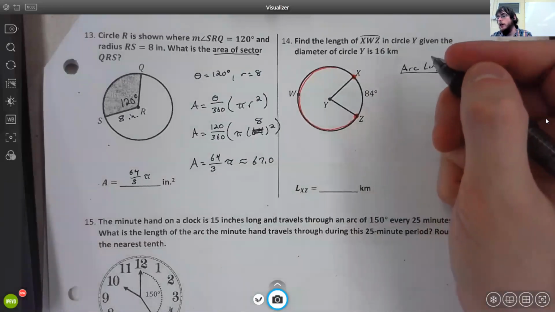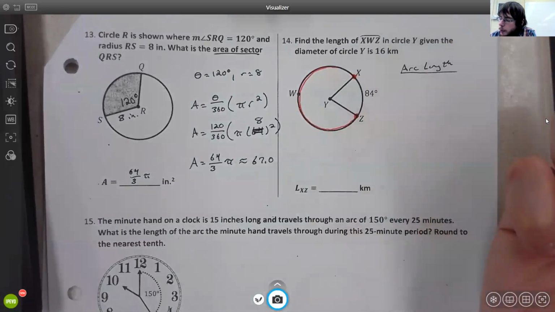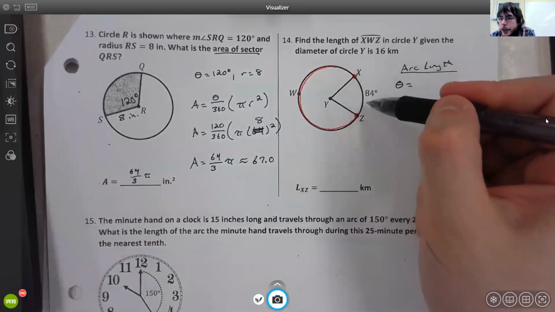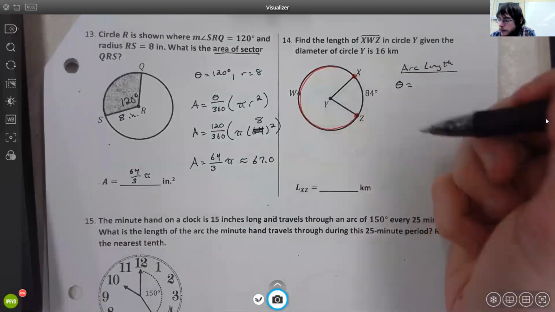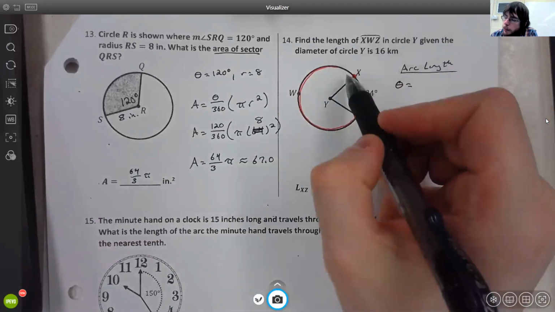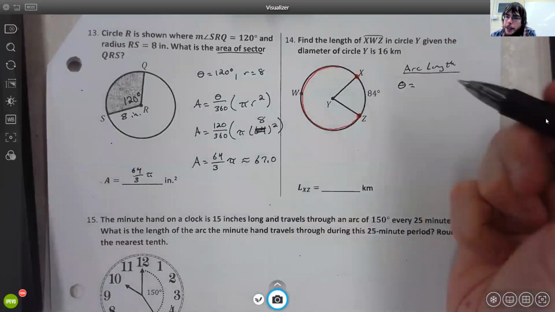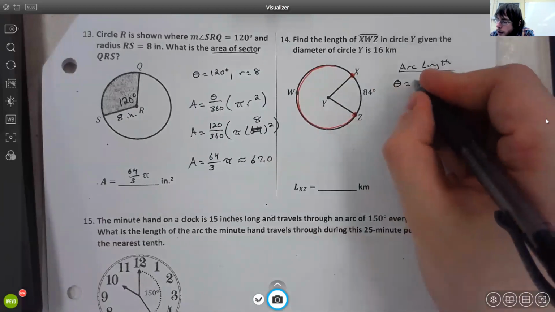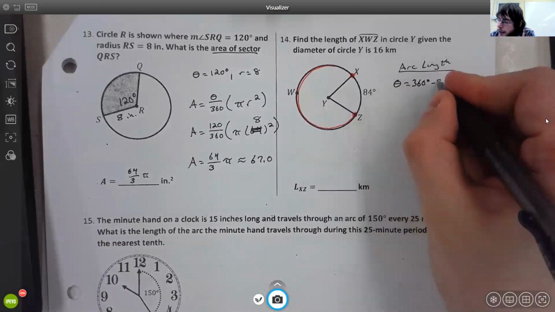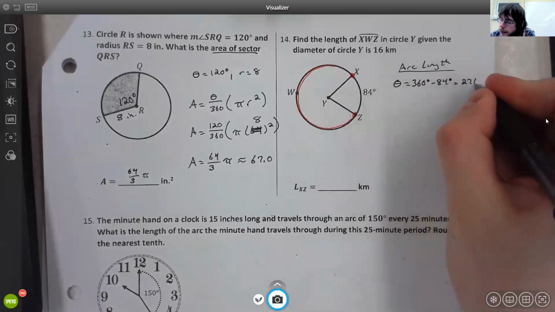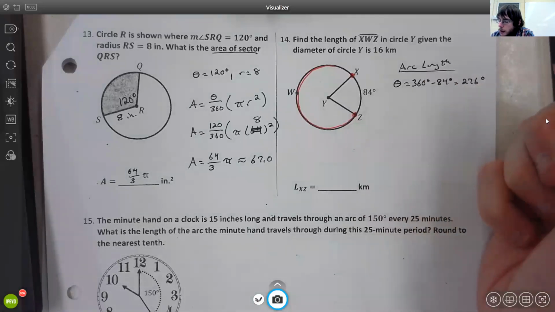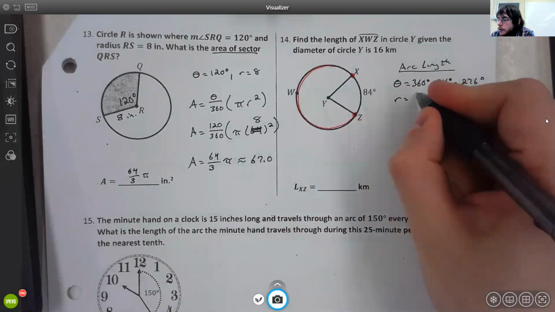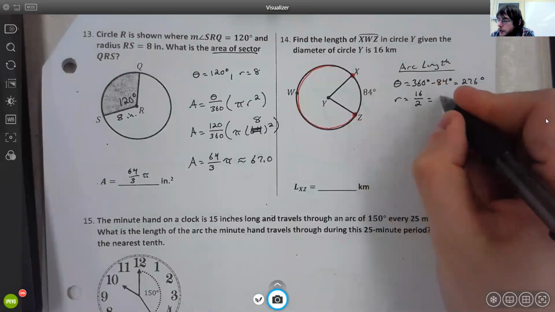And since we're looking for arc length, we need to know theta and we need to know our radius. Well, in order to determine theta, we see that this arc here is 84 degrees, which is our minor arc. But we want to determine what the major arc is. And you'll notice that when we put those two arcs together, it makes the whole circle. So our theta is going to be 360 minus 84, which is 276. And our radius, well, we're given a diameter of 16 kilometers. So that means our radius has to be 16 over 2, which is 8.